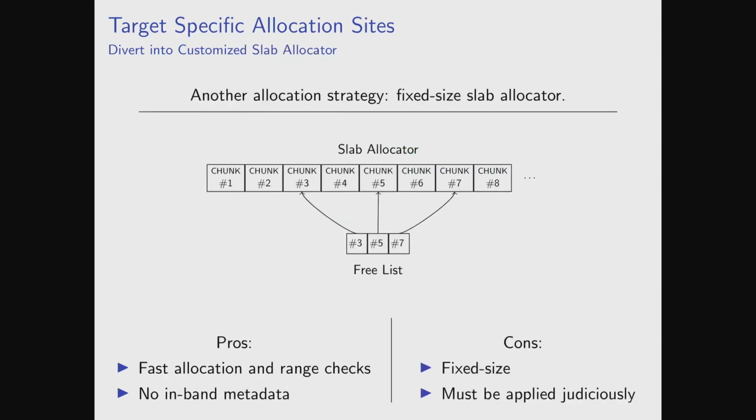So for optimum performance, mostly the way I apply this technique is I use a fixed-size slab allocator. Basically, I select a bunch of allocation sites, and then I choose the largest size that is allocated. And then I just create a slab allocator where every allocation is that size. Then there's no in-band metadata, and allocation and free are basically free in terms of performance. And it's very easy to do range lookups and so on. So this is how you get the best performance, but you have to be judicious about how you apply it.